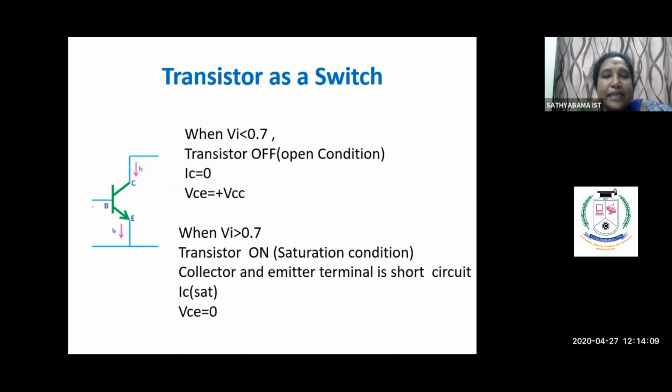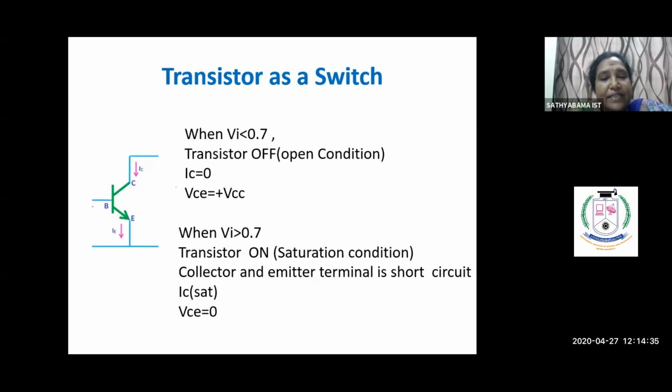That means that the transistor is in open condition. If it is in open condition, the collector current, represented by IC, is equal to 0, and VCE is equal to plus VCC. VCC is the supply voltage on the collector side. So VCE is equal to plus VCC.